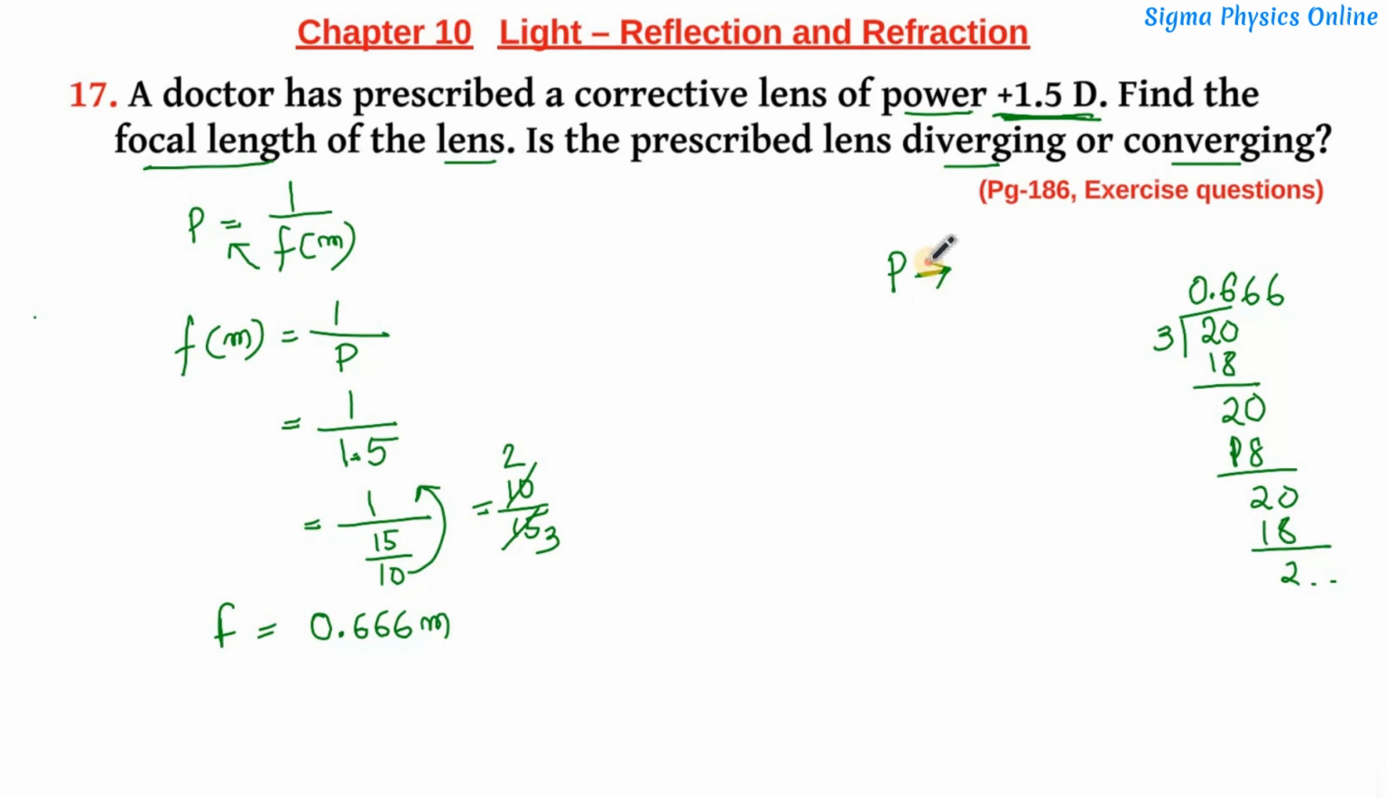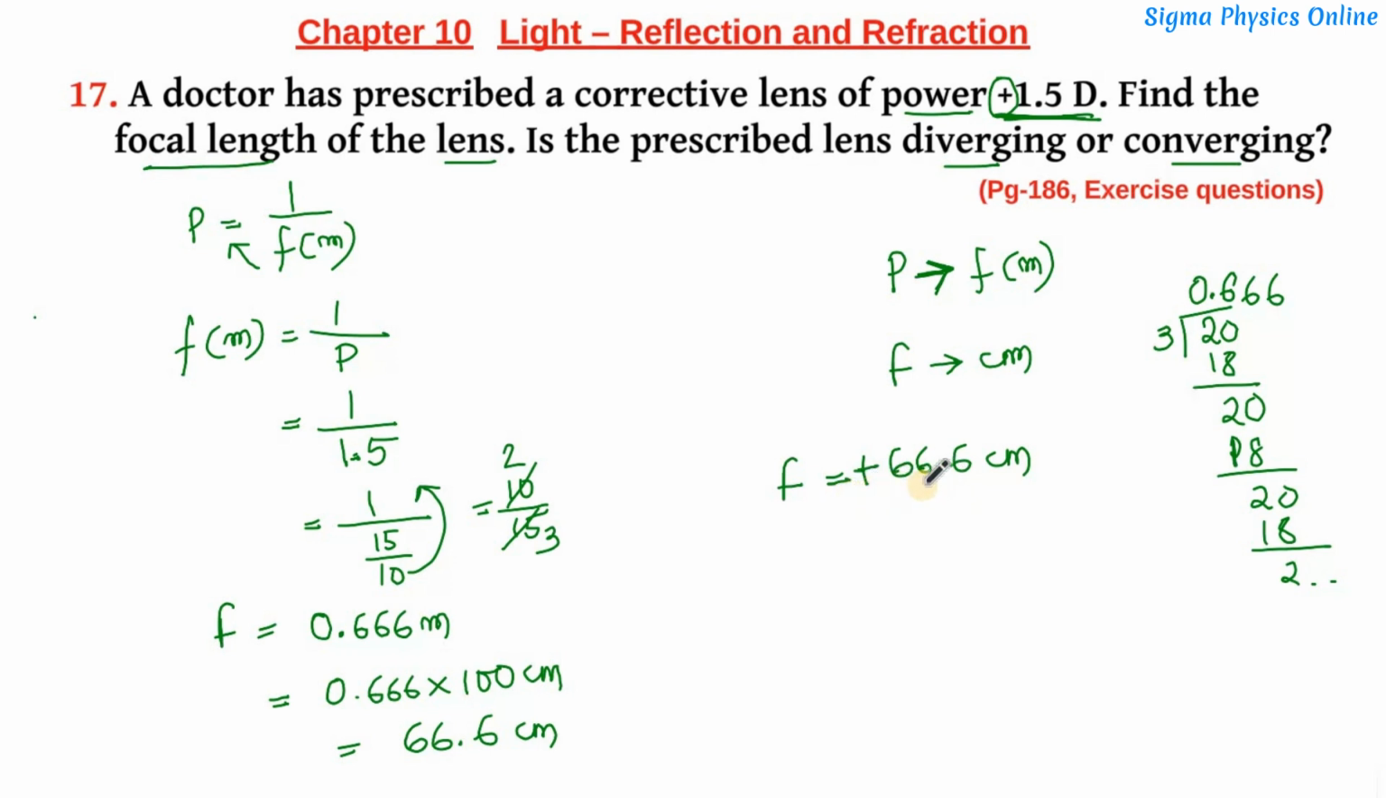Remember that when you are expressing power, the focal length has to be expressed in meter. But when you are expressing the focal length of a lens, it should be expressed in centimeter. So here the focal length comes to be 0.666 meter, but we have to express it in centimeter. So we have to multiply it with 100. So it's 0.666 into 100 centimeter, which comes to be 66.6 centimeter. So the focal length of this lens is plus 66.6 centimeter.